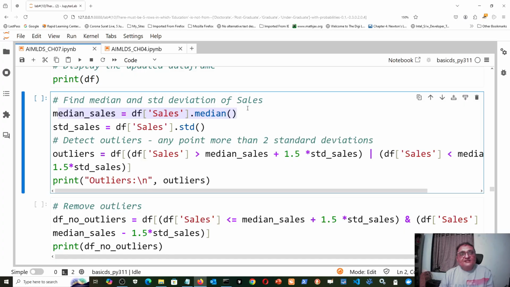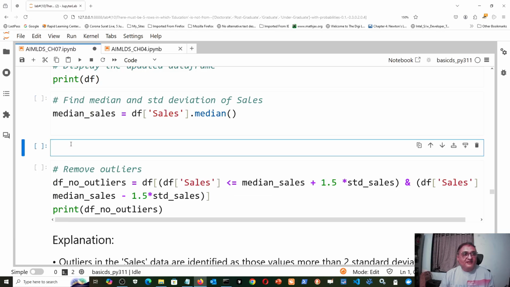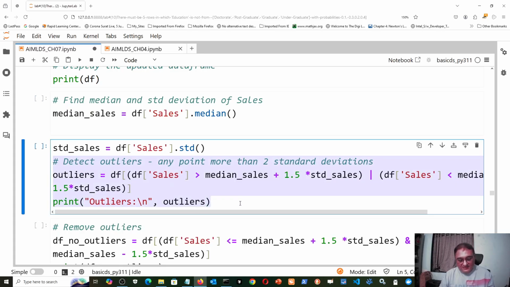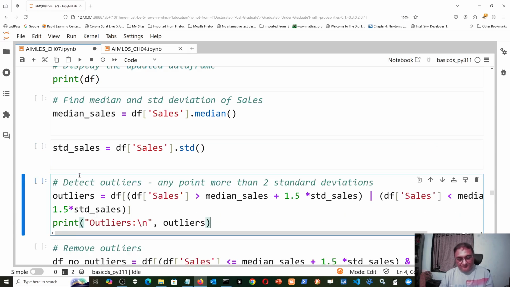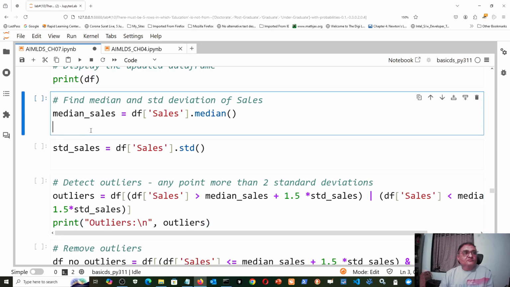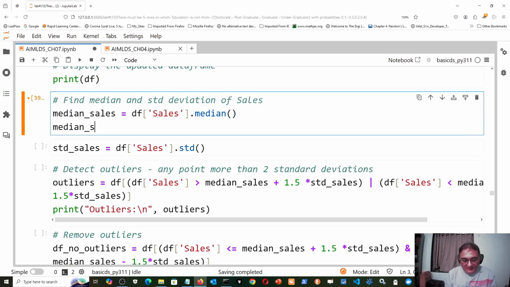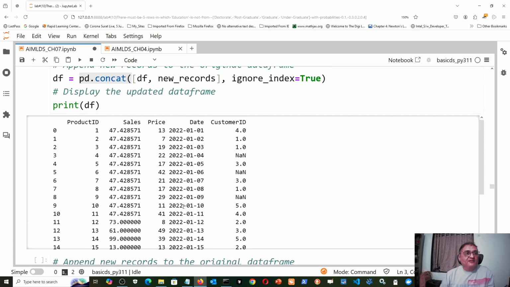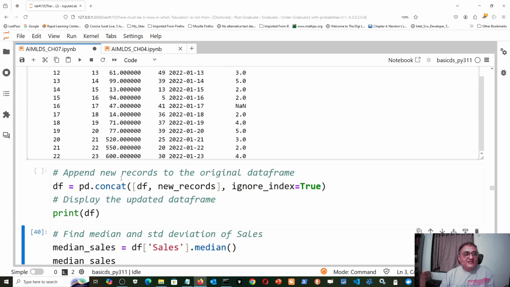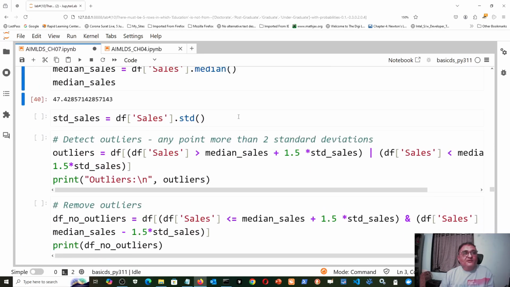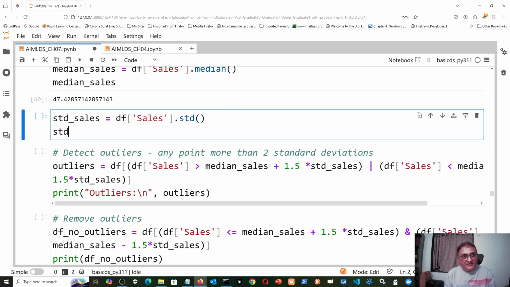So the median of sales is df sales dot median. Let me put each in a different cell for better understanding. Then there is the standard deviation in sales. Let me print the median value: the median is 47. Now I have to find the standard deviation of this data set, and the standard deviation in sales can be found by the column name dot std function.